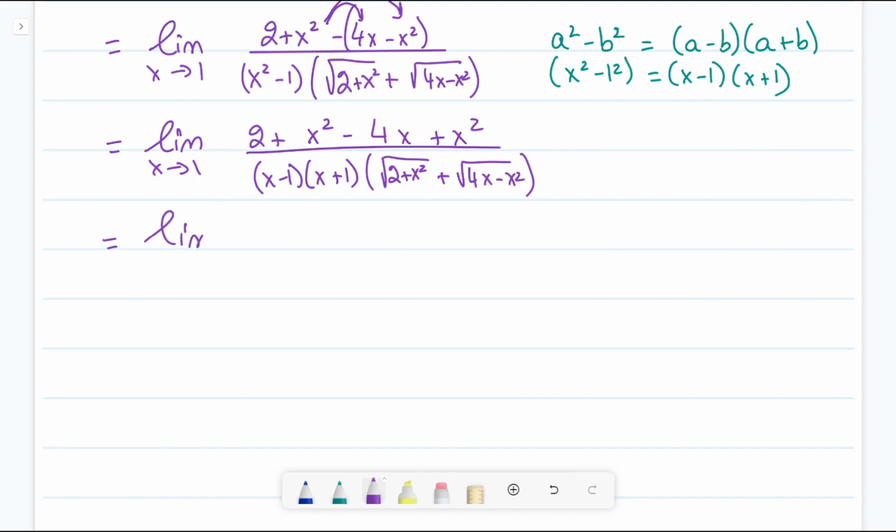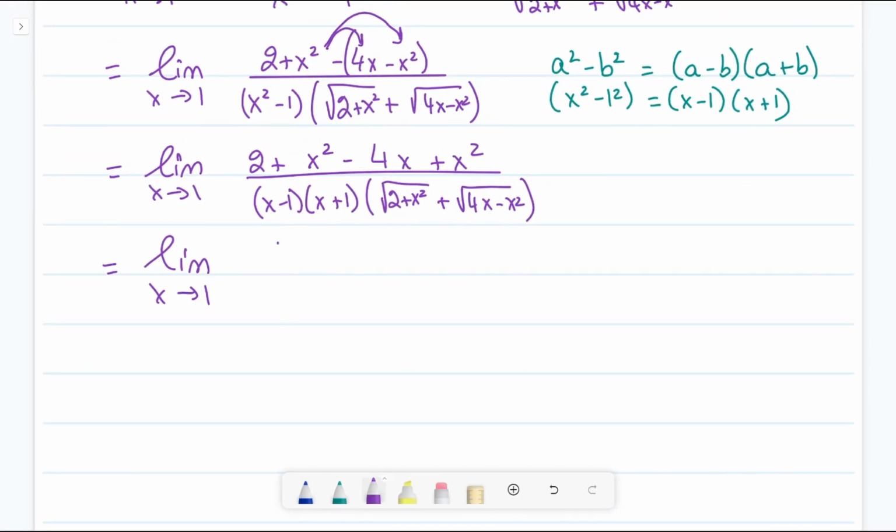So we have some like terms in the numerator. We have an x squared here and an x squared here. So we can write this as 2x squared minus 4x plus 2 divided by the denominator. We keep it the same.